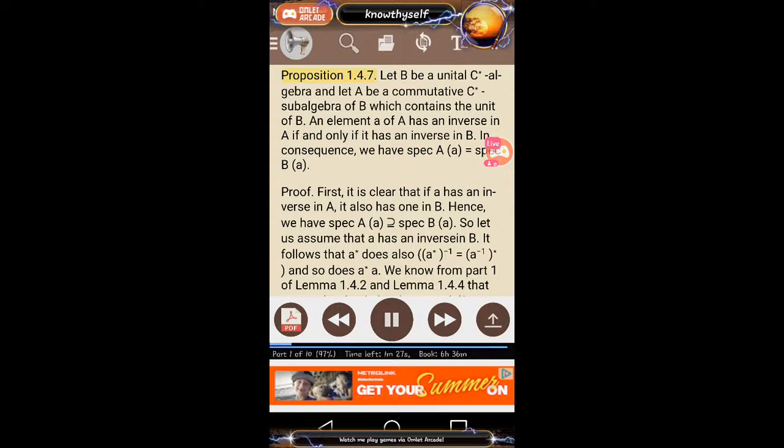Proposition 1.4.7. Let B be a unital C*-algebra and let A be a commutative C*-subalgebra of B which contains the unit of B. An element of A has an inverse in A if and only if it has an inverse in B. In consequence, we have spec_A(a) = spec_B(a). Proof. First, it is clear that if a has an inverse in A, it also has one in B. Hence, we have spec_B(a) contained in spec_A(a). So let us assume that a has an inverse in B. It follows that a* does also, (a*)⁻¹ = (a⁻¹)*, and so does a*a.